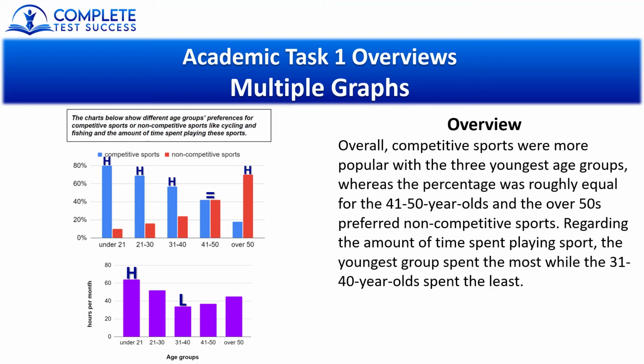Regarding the amount of time spent playing sport, the youngest group spent the most, while the 31 to 40-year-olds spent the least. Now, when you look at the middle age group, you might have some ideas about why they spend less time playing sport. For example, they might be busier with their children or with their jobs, but that information is not on the chart, so you cannot mention anything like that in your answer.